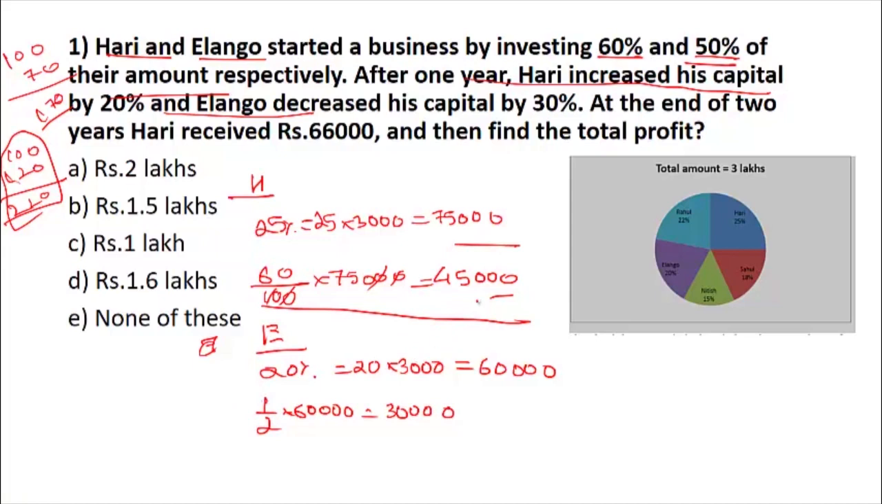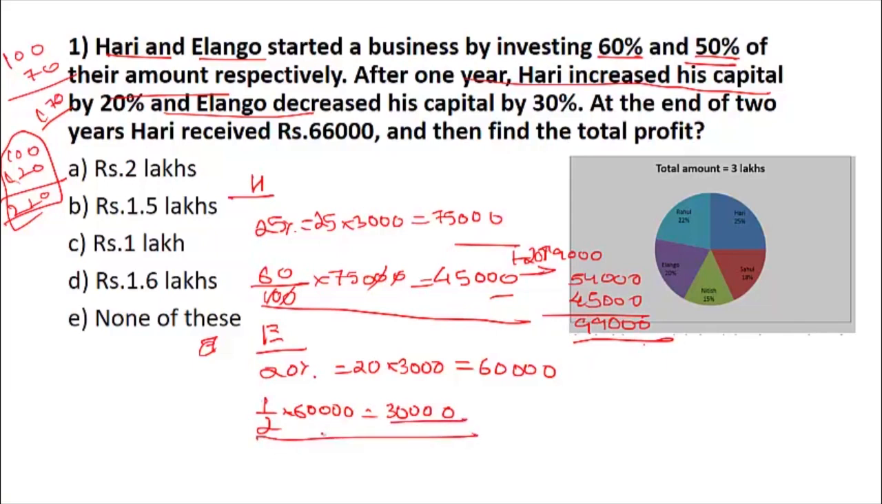Let us see what we could do next. After 1 year, Hari increased his capital by 20%. So Hari increased his capital by 20%. So 10% of this is 45,000. So 20% of this increase would be 9,000. So his value would be 54,000. Okay, so his total investment by the end of second year would be first year plus second year, 99,000. Okay, so let us do the same thing for Ilango.